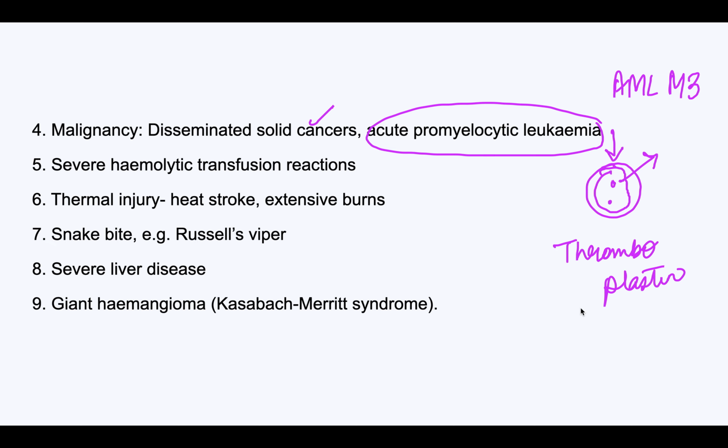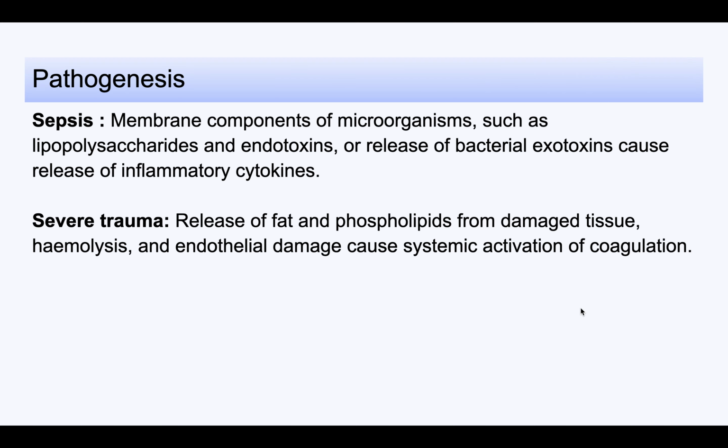Then after transfusion, after burns, you have lots and lots of material released into the blood, which can also cause DIC. Then snake bite also leads to DIC, liver disease, and giant hemangioma can also cause DIC. Now, what is the reason behind each and every cause? We have to study the cause.